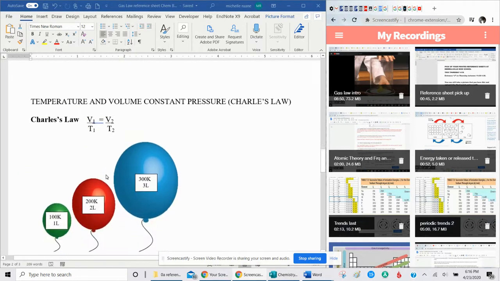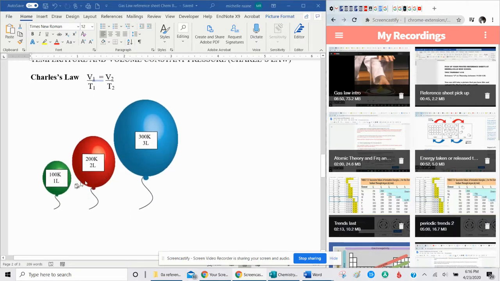So Charles' law talks about volume and temperature. Here I have 3 balloons and they increased in size. Why did they increase in size? Well, you can see my temperature increased in each balloon. That made the particles inside the balloon move faster. We had more collisions. We had more pressure inside this balloon. So it had to increase to lower that pressure inside the balloon until it equaled the atmospheric pressure outside.